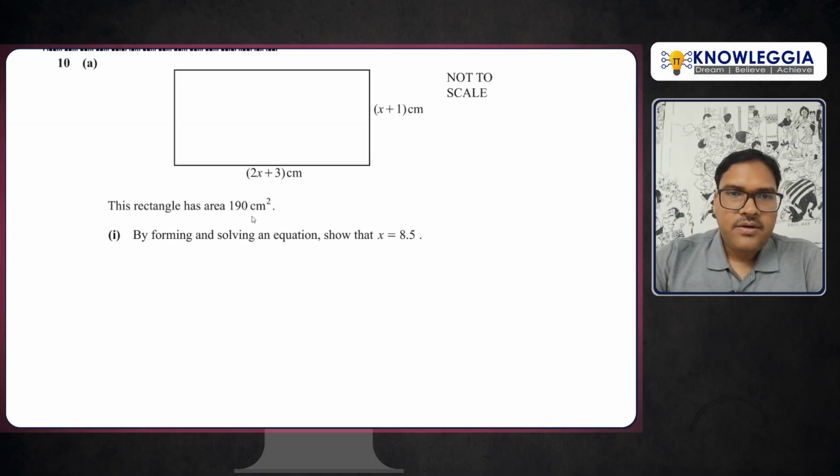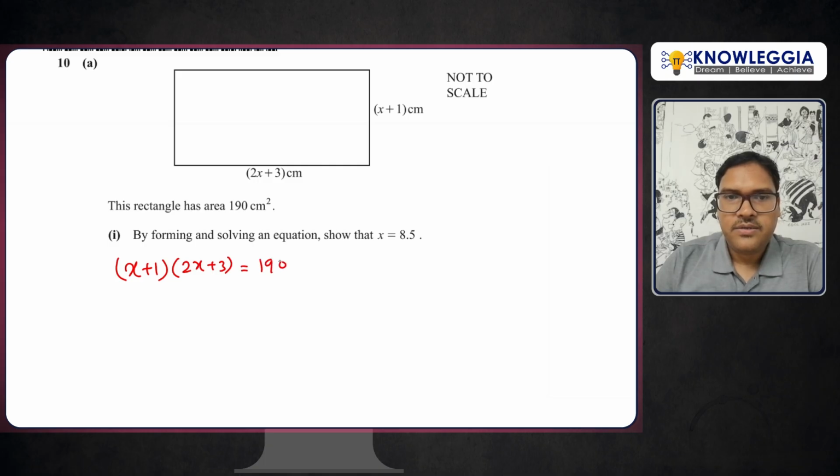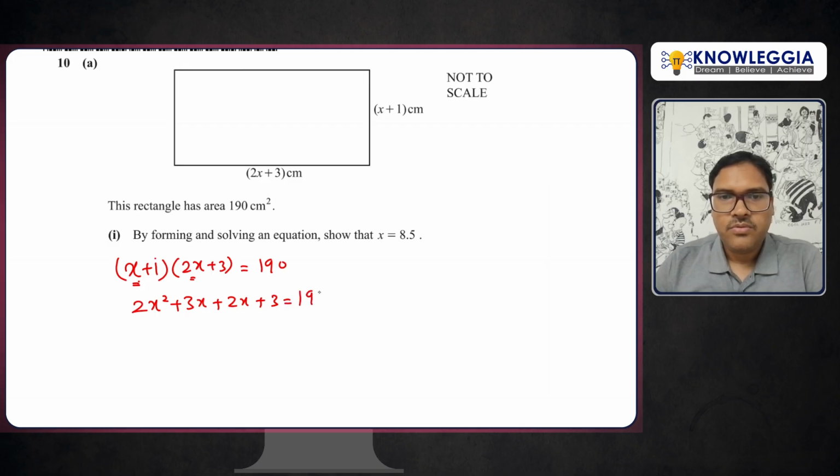The rectangle has area 190 centimeter square. By forming and solving the equation, show that x is 8.5. We can see what is the area of this. This is x plus 1 multiplied with 2x plus 3, and this is given as 190. So let's solve this equation. Let's open this: x into 2x, 2x square, plus x into 3, 3x, plus 1 into 2x, 2x, plus 1 into 3 is 3. This is equal to 190.